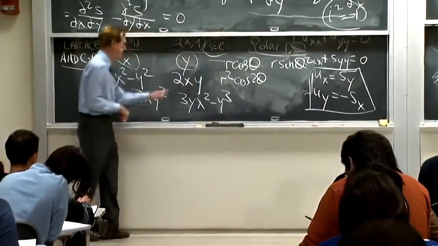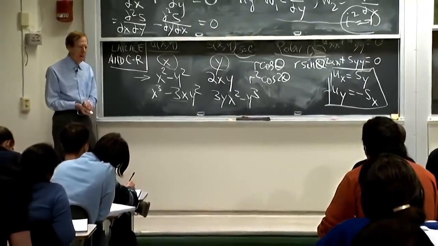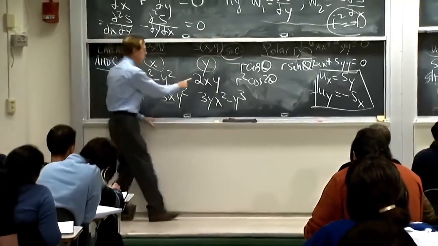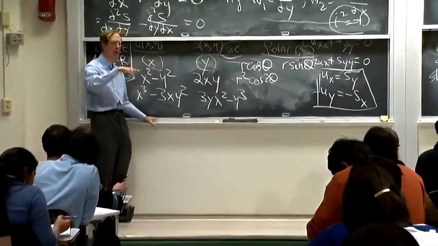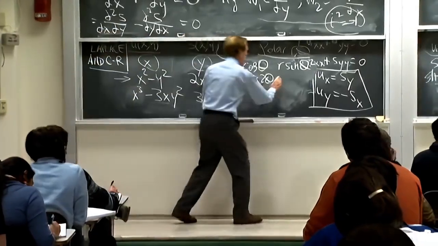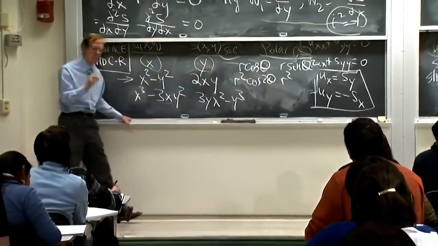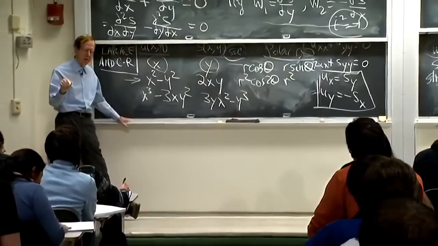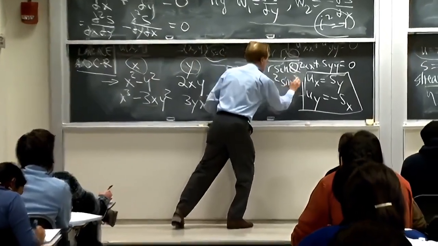And this one. Well, what do you think is coming here? I have 2 r cos theta times r sine theta. I've got an r squared, again, times 2 cos theta sine theta. So what's 2 cos theta sine theta? Sine 2 theta, you get it. Sine 2 theta.